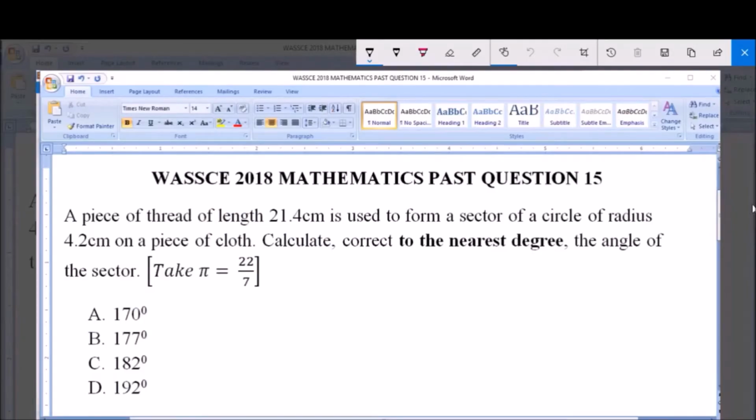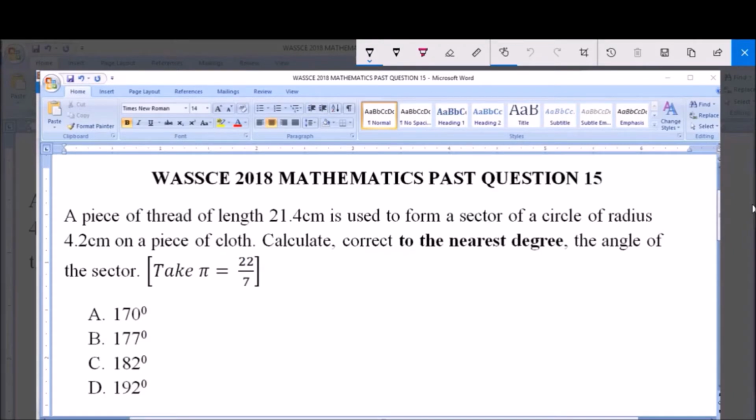I will be answering WAEC 2018 Mathematics Past Question 15. A piece of thread of length 21.4 cm is used to form a sector of a circle of radius 4.2 cm on a piece of cloth. Calculate, correct to the nearest degree, the angle of the sector. Take pi to be equal to 22 all over 7. A, we're given 170 degree, B 177 degree, C 182 degree, and D 192 degree.